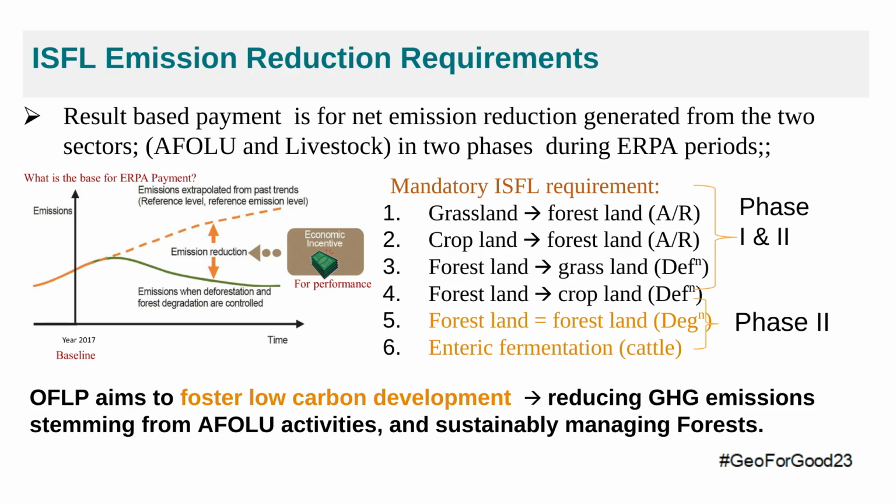The second phase includes forest land, remaining forest land, and enteric fermentation, which is called AFOLU. The first phase focuses on deforestation and afforestation activities. So when we get payment, it can be achieved only if we are successful, since it is result-based payment.